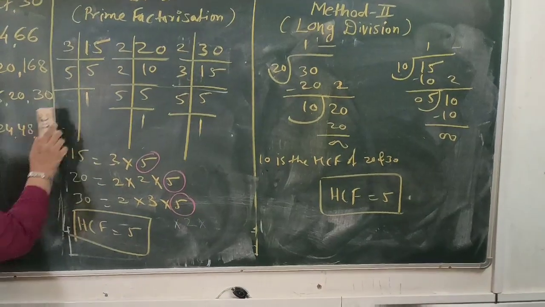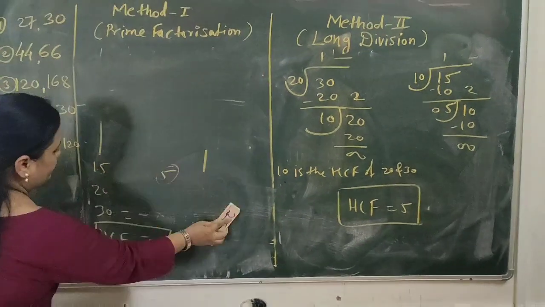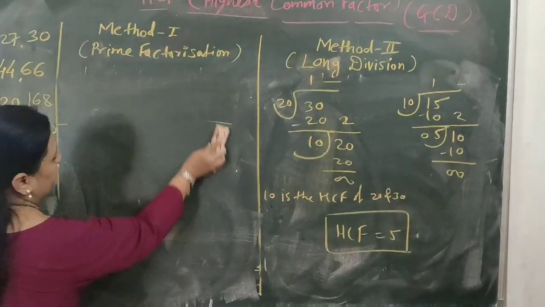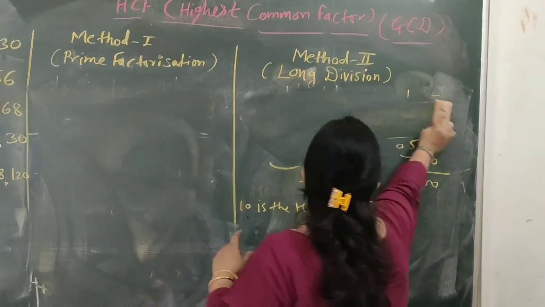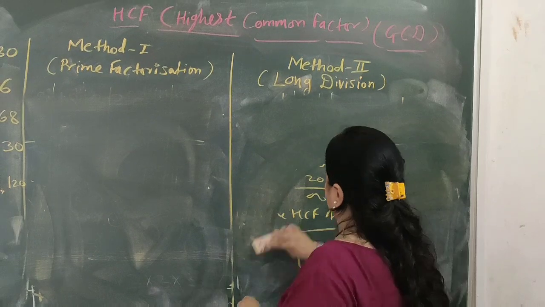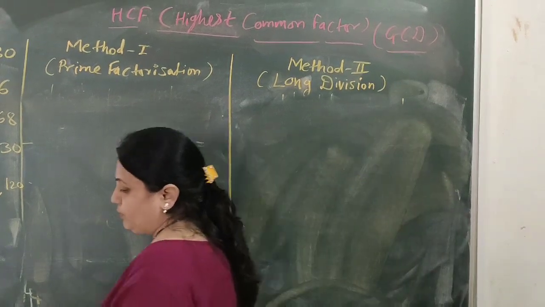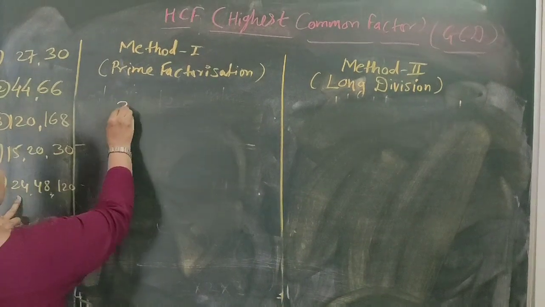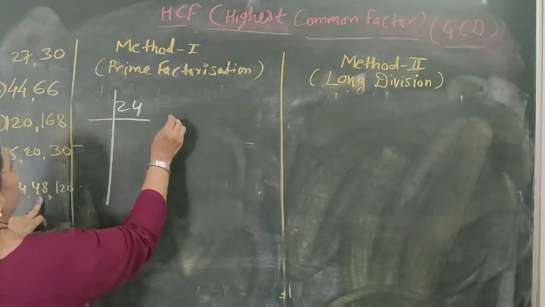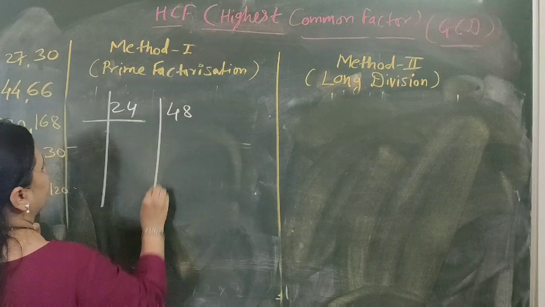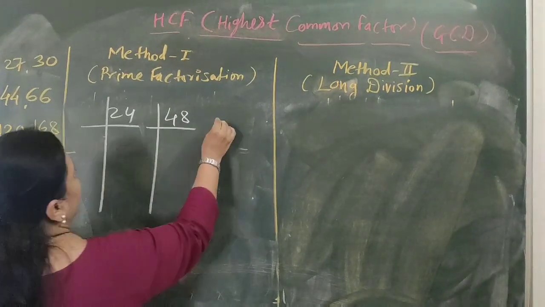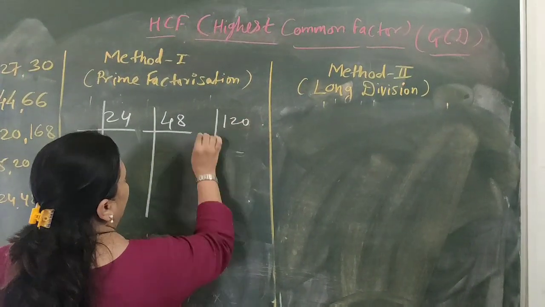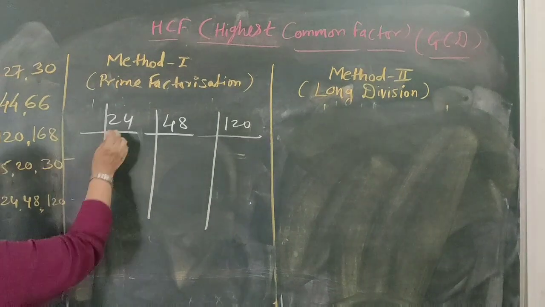Okay children, so our last example we will see now. See our last example. What is our last example? 24, 48 and 120. Again here three numbers are there.